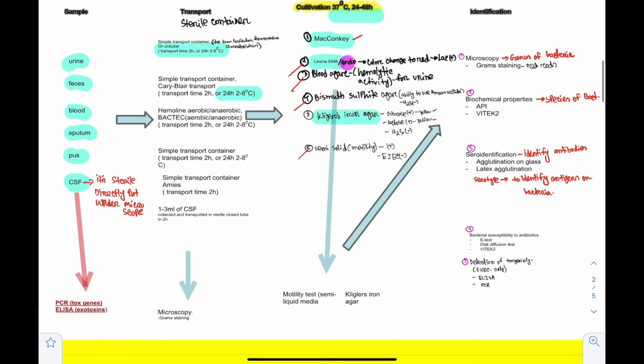Then for the identification, we need to go step by step. That is, we need to do the microscopy, then we need to do the biochemical properties to know what kind of antigen it has. Then we need to do the serological identification, where we identify the antibodies. If you Google it, you will be able to know more, or from the uni you will be able to know. You already studied this process, agglutination or latex agglutination.